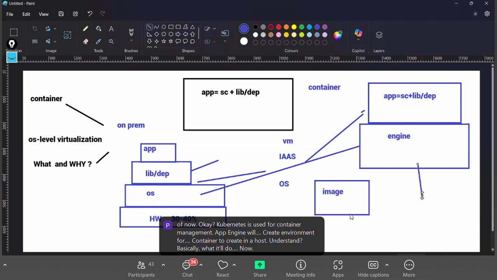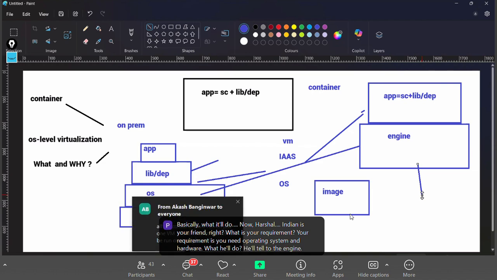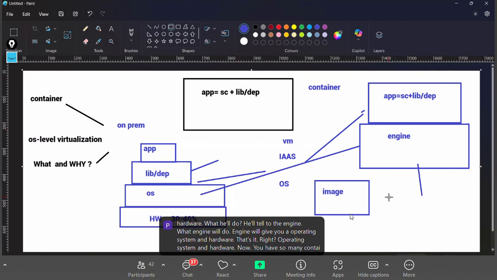Now, Harshal, engine is your friend, right? Your requirement is you need an operating system and hardware. You tell it to the engine, and the engine will give you an operating system and hardware. That's it, right? Now, you have so many containers. Those containers will be managed by Kubernetes. That's it. Understand?